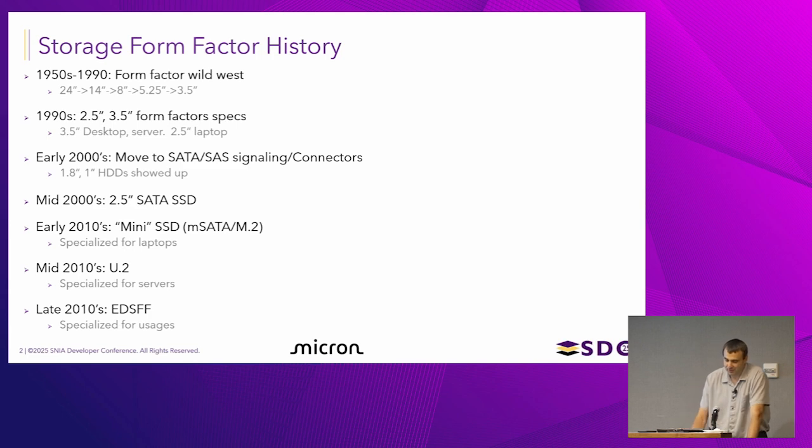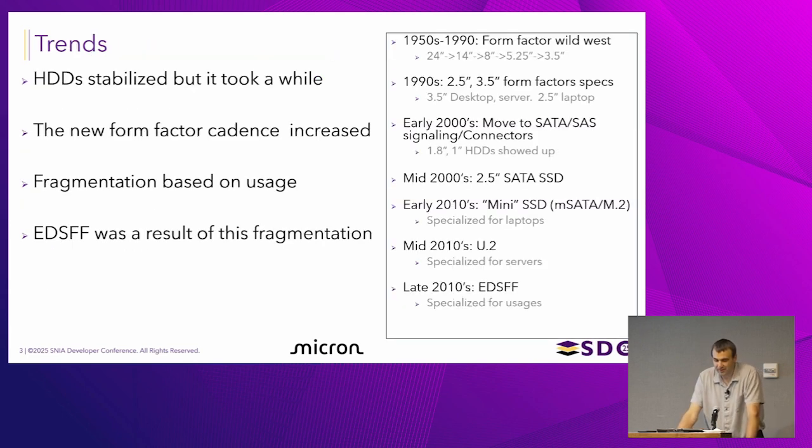So the reason why I wanted to talk through this is what are the trends that we see here? And there were really 3 trends plus a result. Really the HDD market has stabilized, but it took a long time for it to stabilize, right? I mean, you had, like I said, the Wild West, followed by a general stabilization, in the 2000s basically, but even in the 2010s, really where you started having consolidation. The new form factor cadence has increased, and I would actually lump that in with the third one, which is due to fragmentation, right?